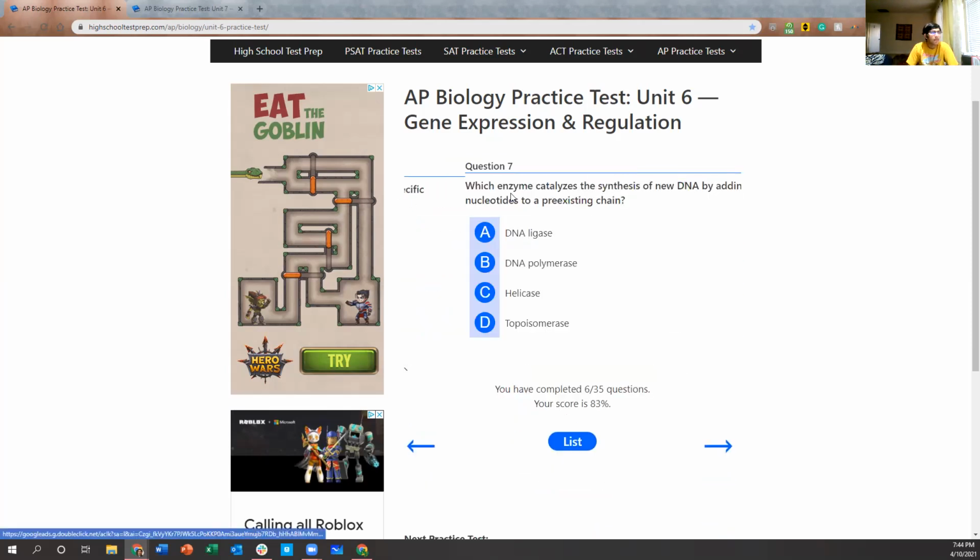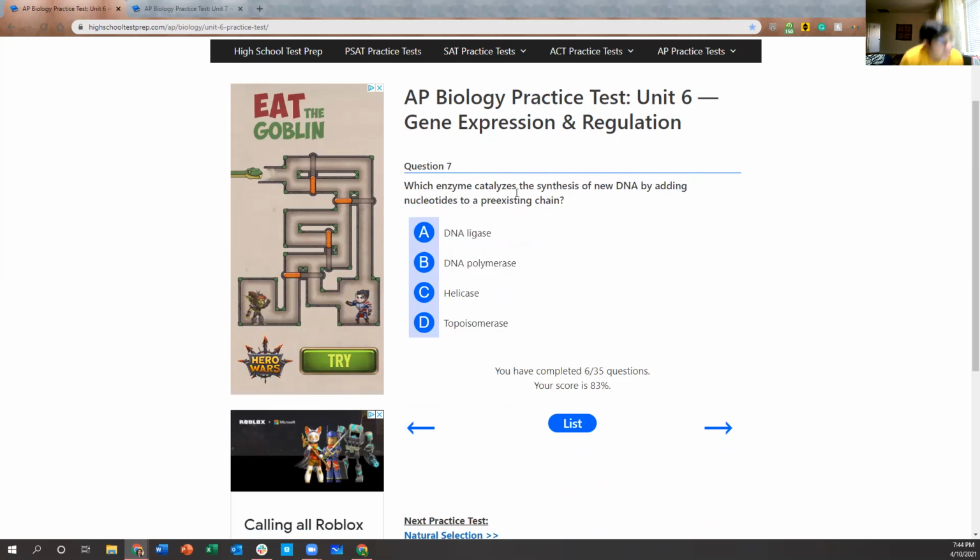Which enzyme catalyzes the synthesis of new DNA by adding nucleotides to a pre-existing chain? Well, my tea is cold, obviously, because, well, I'm done. Anyways.